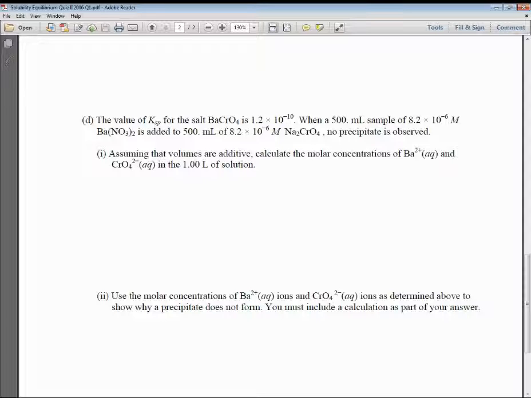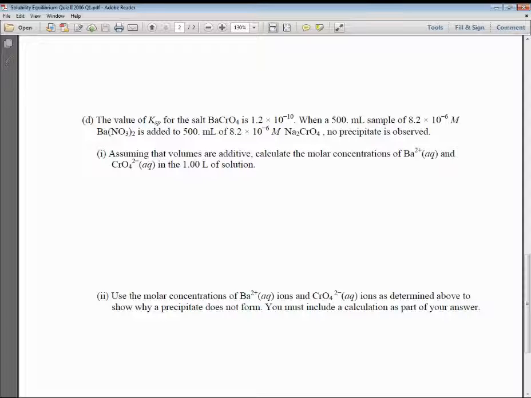First things first. Assuming that the volumes are additive, that just means 500 and 500 makes 1,000 milliliters, which is 1 liter. Calculate the molar concentrations of barium and chromate in the 1 liter solution. So all I have to do is say 0.5 times my 8.2 times 10 to the minus 6, divided by 1 liter. And that will give me my barium plus 2.